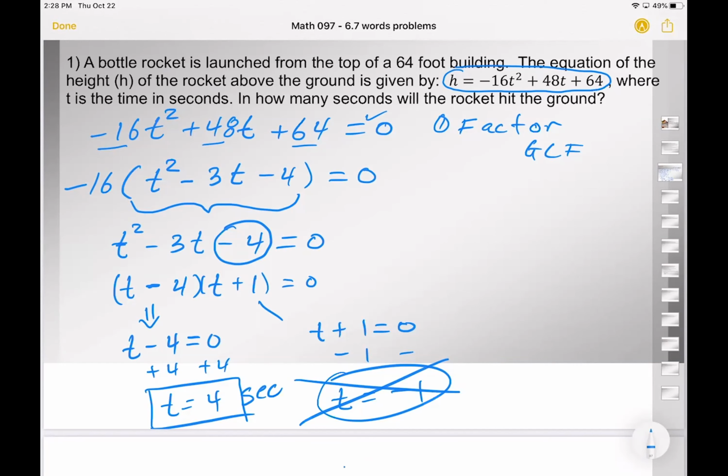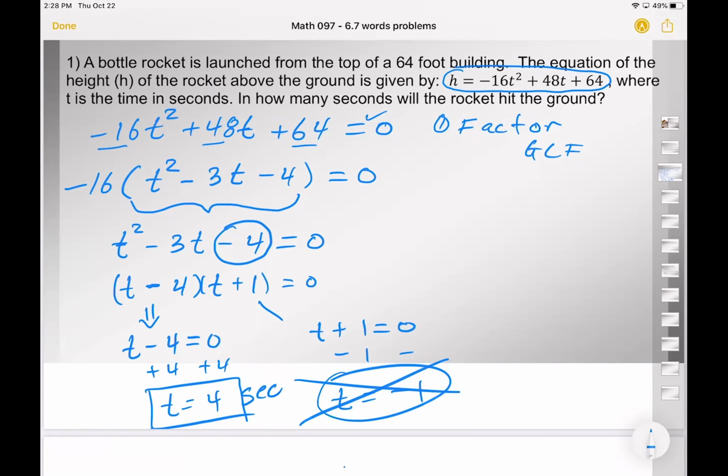You stand on top of a 64 feet building. You shoot this rocket, it goes up in the air, and it took 4 seconds for the rocket to hit the ground. It cannot take -1 second. And that's why for applications, for word problems, we do not use any negative number as our answer.